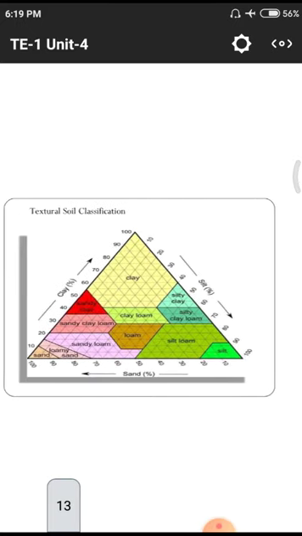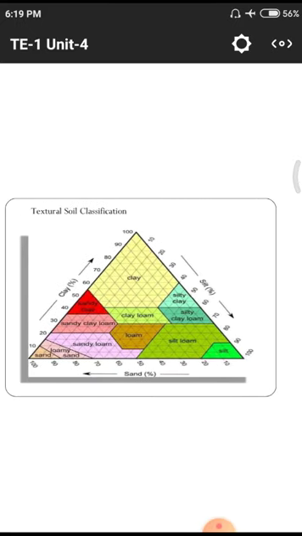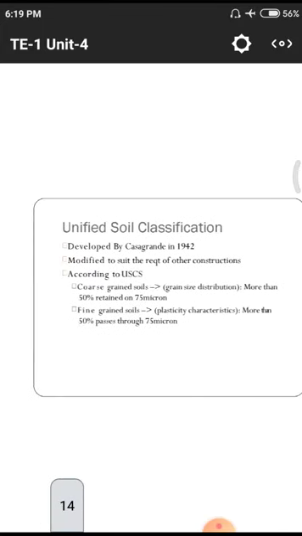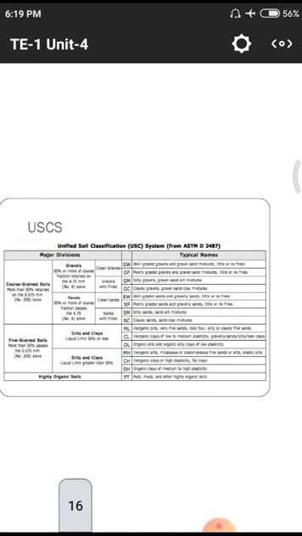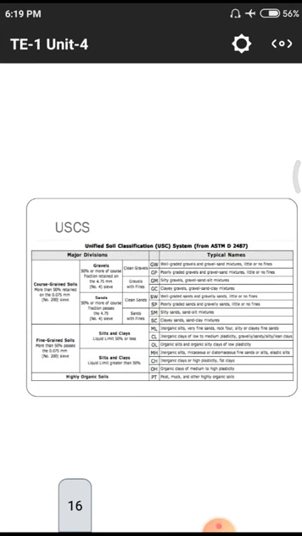This is the total classification of the soil: sand, silt and clay and their permutations. That means they are combined one with another and give different classifications of the soil due to transportation, erosion and different physical parameters and natural parameters. And these are the classifications according to different agencies, that means in India, British conditions and American conditions.